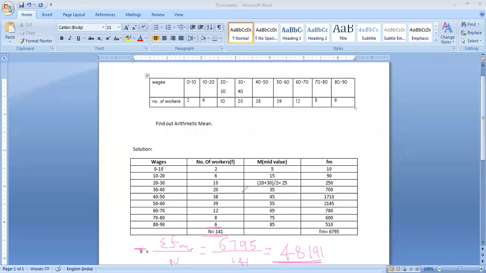Now coming to mid value: 0 plus 10 by 2, 10 plus 20 by 2, 20 plus 30 by 2, 30 plus 40 by 2. Like that, you can find out the mid values. Now come to fm. M means the mid value you have found out. The f value is already given in the problem. So this column into this column: 2 into 5, 10; 6 into 15, 90. Like that you can do everything. 12 into 65, 780. So this is sigma fm. Sigma simply means total.